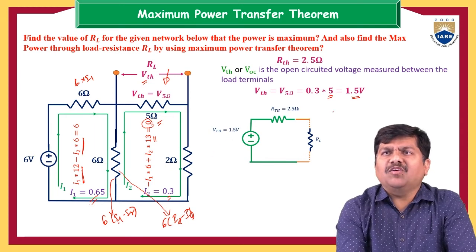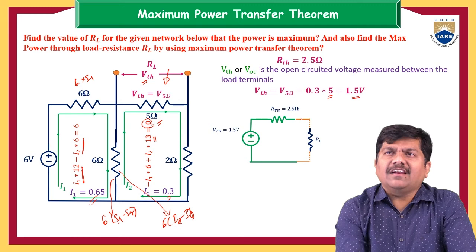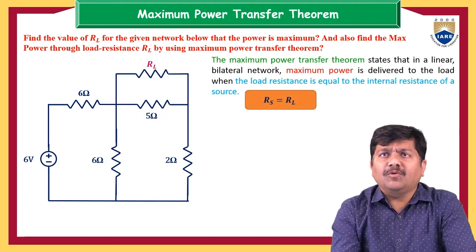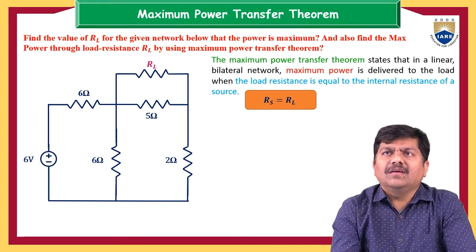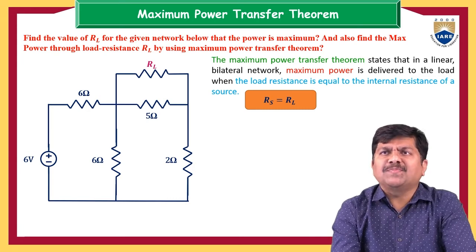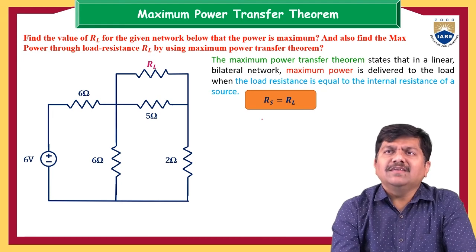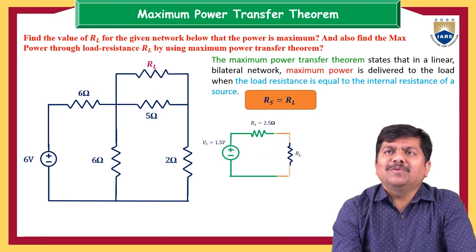So VTH is equal to 1.5 and RTH, we have already calculated, is equal to 2.5, and this is the load resistance. So what is the condition here? We have to find the load resistance for the given network for maximum power. In order for the power to be maximum, we have to equate the load resistance to the source resistance. So what could be the RL value?